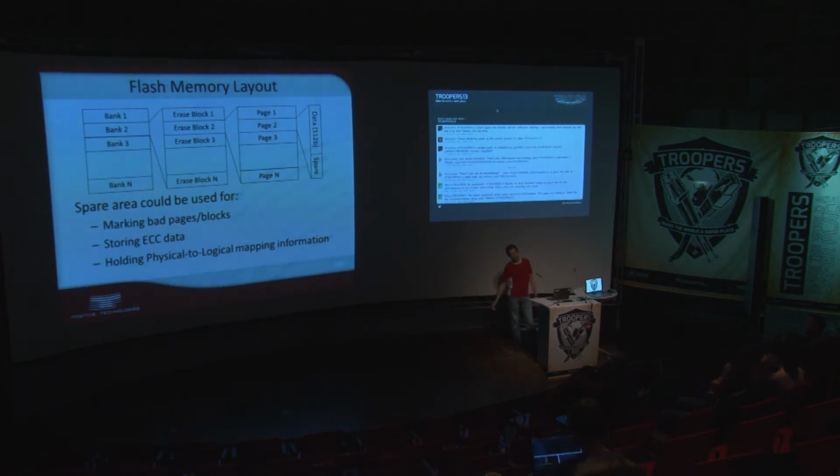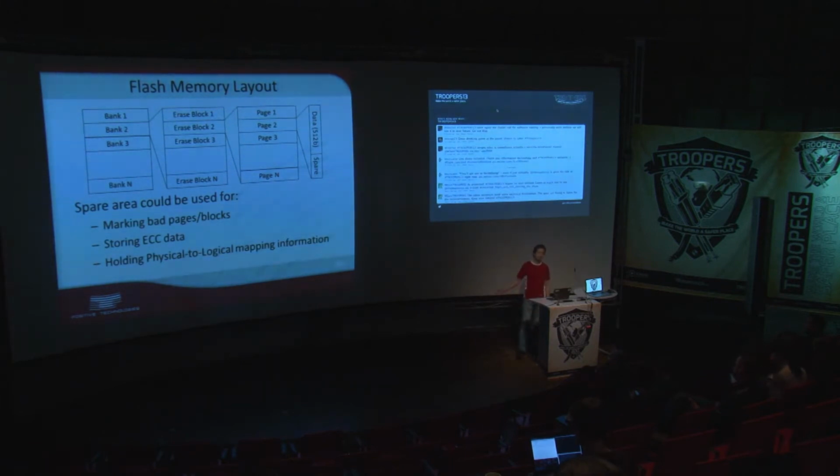This problem makes the use of flash completely different from a hardware point of view. Flash memory is usually divided into several banks, physical chips, and every chip has multiple blocks inside it, and every block has multiple pages. For ease of usage, a page is usually divided into two parts: a data part, which represents user data, and a so-called spare part that can be used for storing additional information that is necessary for properly handling everything that happens with flash.